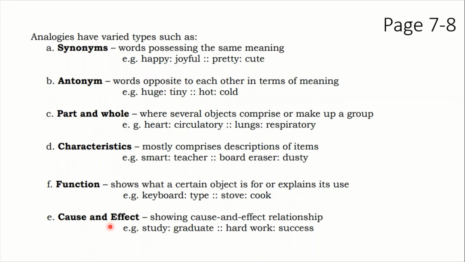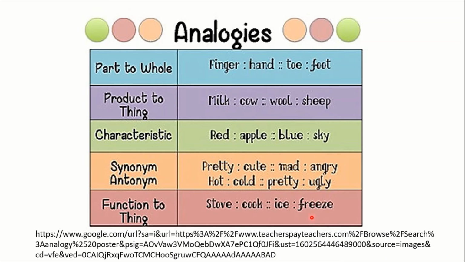And lastly, cause and effect, showing a cause and effect relationship. Study is to graduate as hard work is to success. Here are some examples of the types of analogies mentioned earlier.